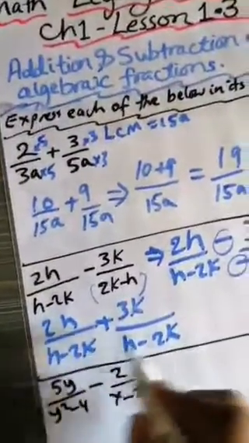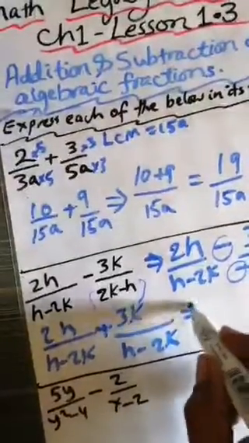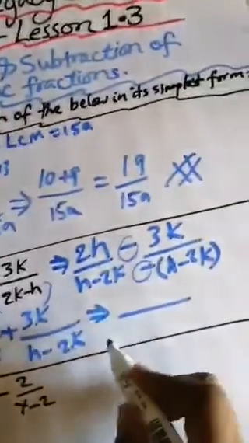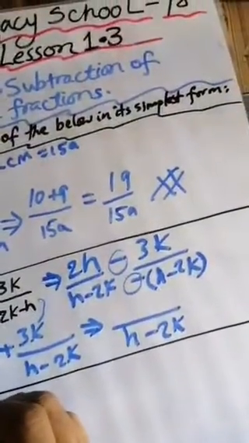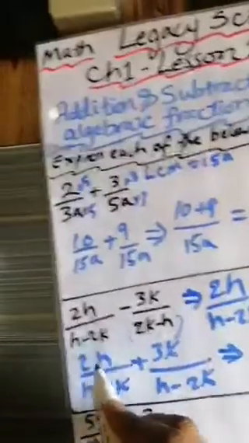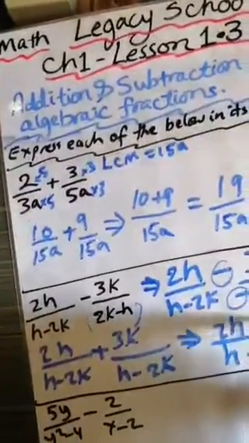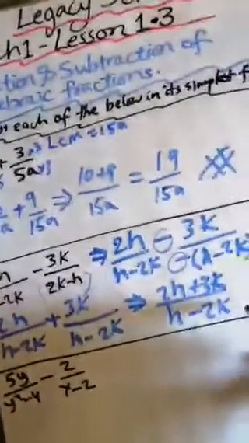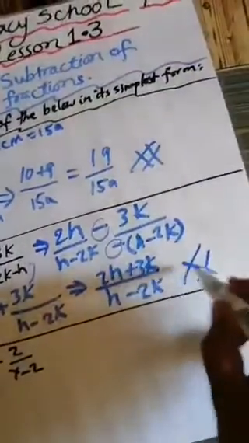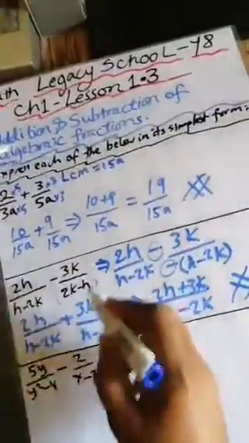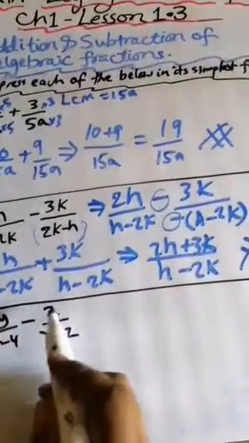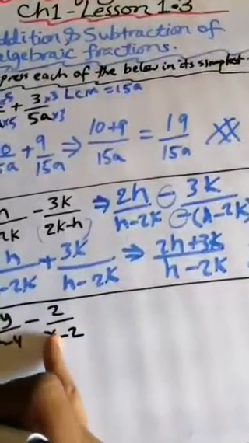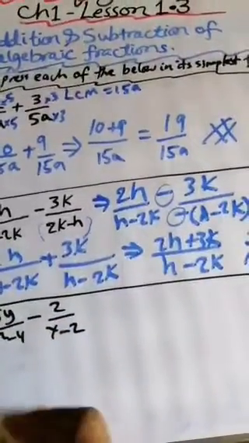Now I have a common denominator, so I combine the two fractions into one with the common denominator h minus 2k, and on the top I have 2h plus 3k. So I now have a single fraction as a simplification of these two. Okay, when we look at the last example, 5y over y squared minus 4 minus 2 divided by y minus 2, this is y minus 2.